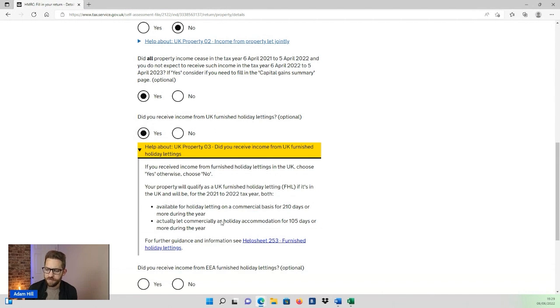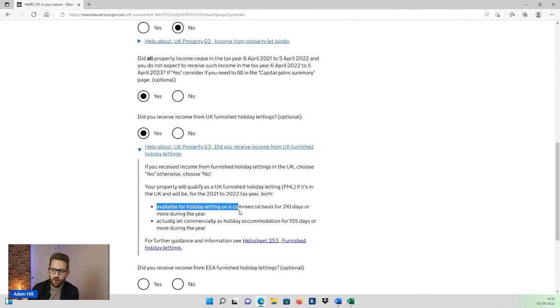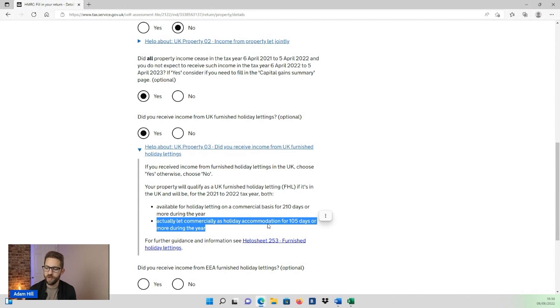The criteria, you'll find a fact sheet, but there is a small summary here. So you need to make the property available for holiday letting on a commercial basis for 210 days or more during the year. So make it available. And typically, if you've had it advertised on Airbnb or a similar platform for that period of time, then that would cover you there. But it also needs to be actually let commercially as holiday accommodation for 105 days or more during the year. So this is the most important figure, I would say.